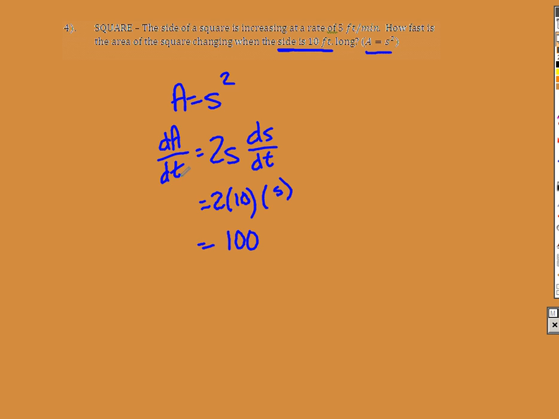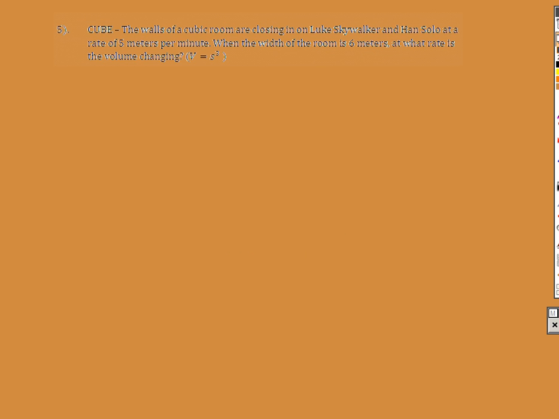Remember, dA/dt, area would be in feet squared, and time here is in seconds. So feet squared, actually, I'm sorry, it is not seconds, it is minutes. So feet squared per minute for that one. Number 5, we're now looking at a cube.